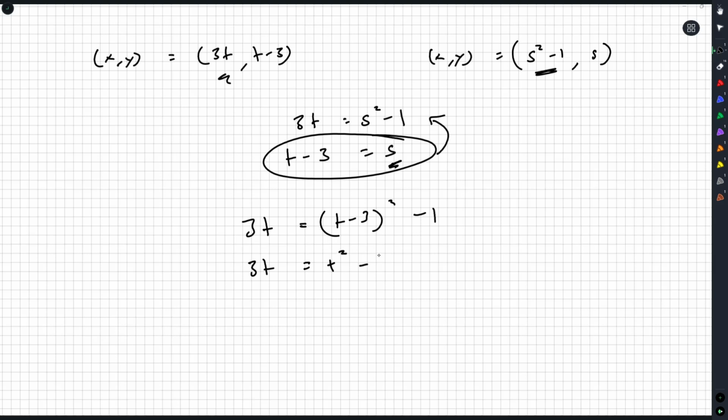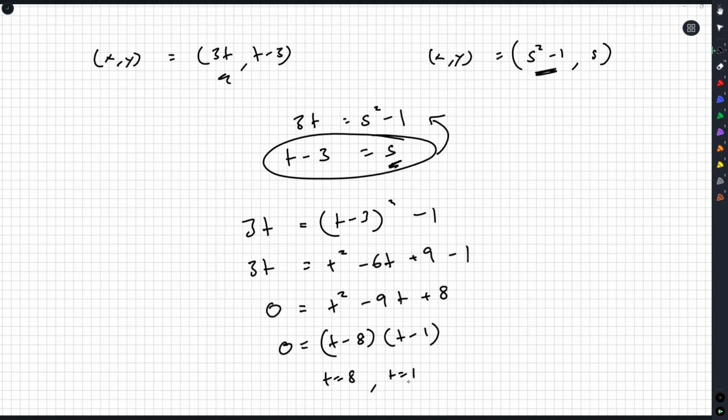So t squared minus 6t plus 9 minus 1. And we can bring the 3t over to the other side here. Can we factor this? Absolutely we can. I get t minus 8 and t minus 1. So this gives us my t values. t is going to be 8, or t is going to be 1. And for each of those we should be able to solve for an s value.